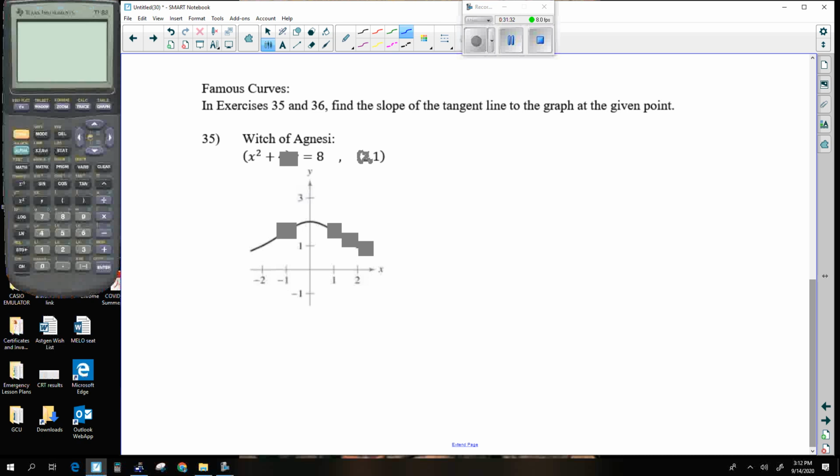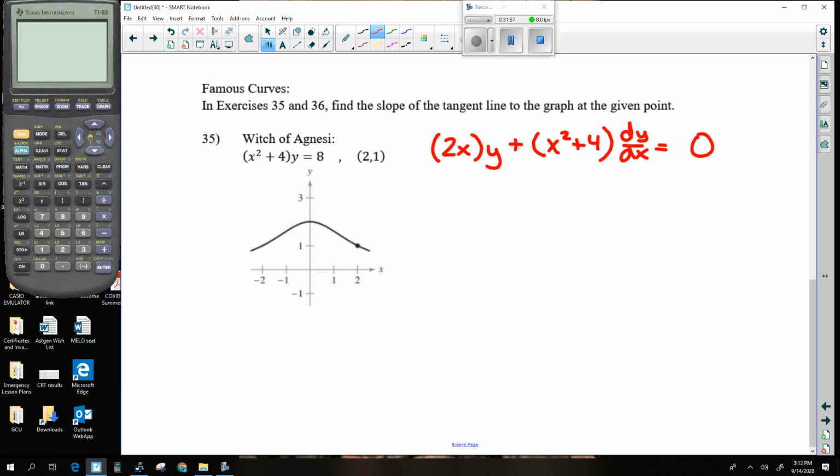Okay, so find the slope of the tangent line of the graph at the given point. All right, so u is the x squared plus 4. So that is going to be 2x, leave the second part alone, plus leave the first part alone, derivative of the y, dy dx. And they have factored it for us. Derivative of 8 is 0. Wow, they factored it for us. That was a nice one. So this is negative 2xy, and then divide.